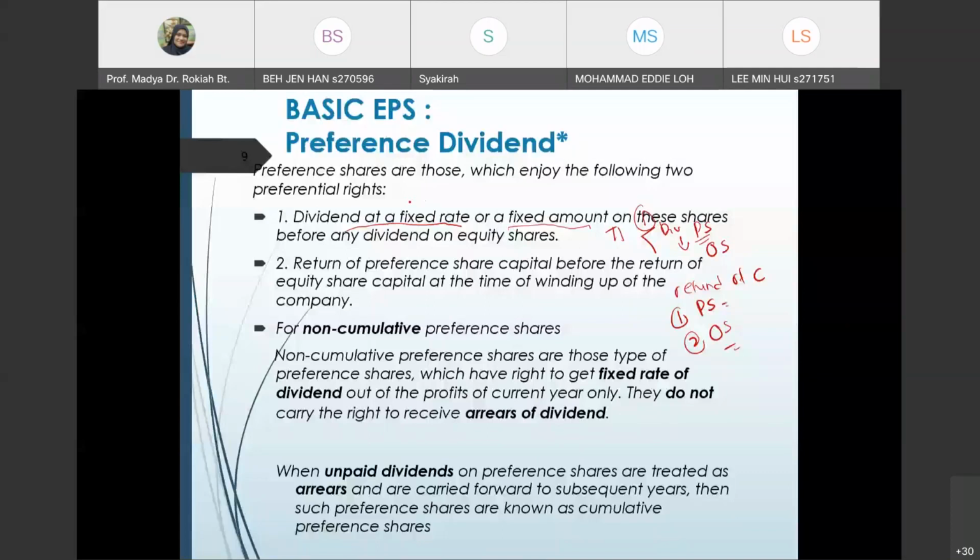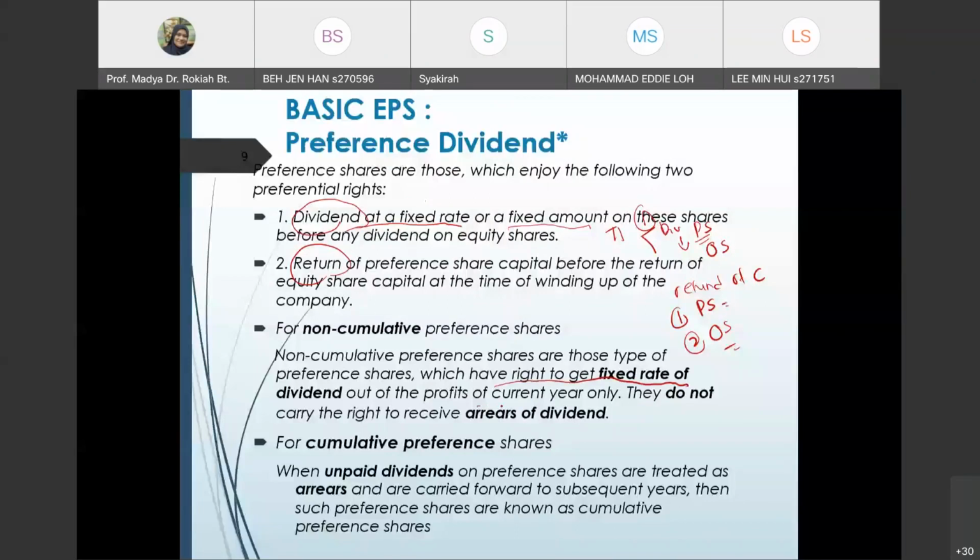Okay, so for preference shares, we have two types: cumulative and non-cumulative preference shares. Non-cumulative preference shares are those that have a right to get a fixed rate of dividend. They are entitled to a fixed rate dividend out of the profit of the current year only.